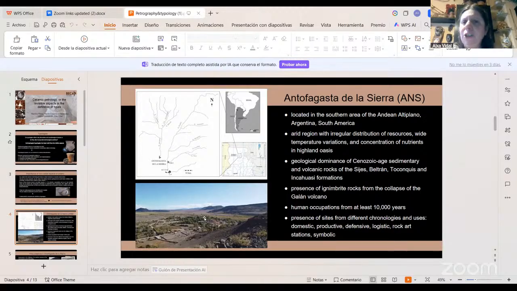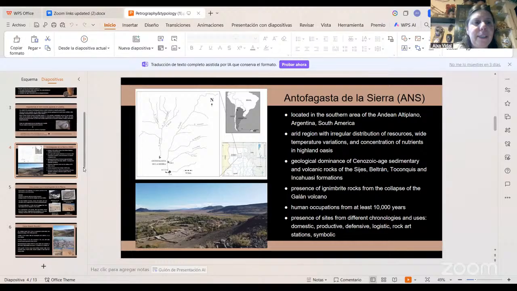It has a Cenozoic, sedimentary, and volcanic structure in geological terms, with the presence of igneous rocks from the collapse of one of the volcanoes. It's a volcanic area. The human occupations here are dated to at least 10,000 years and have been constant until nowadays. It's shown in the presence of sites from different chronologies and uses such as domestic, productive, defensive, logistic, rock art stations, and symbolic places.